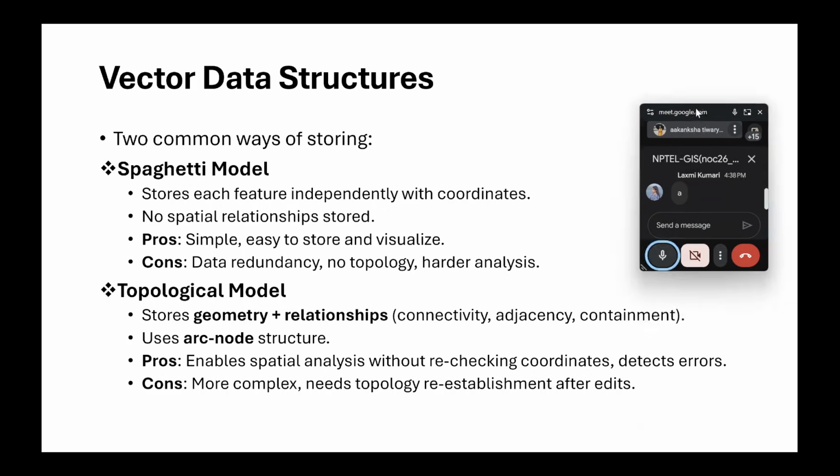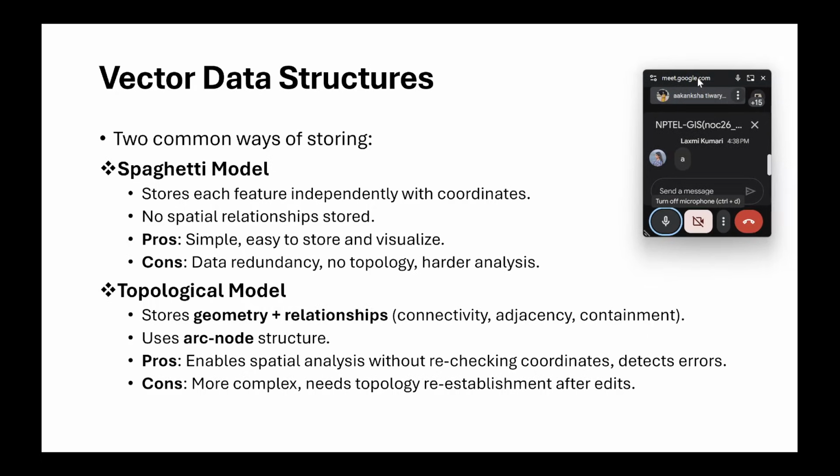Now, if we look at the vector data structure, there are two common ways of storing. One is called the spaghetti model and the second is the topological model. Okay. So in spaghetti, what happens? You have to store each feature independently with coordinates, and there is no relationship between the features that are getting stored. So these are very simple, easy to store and visualize.